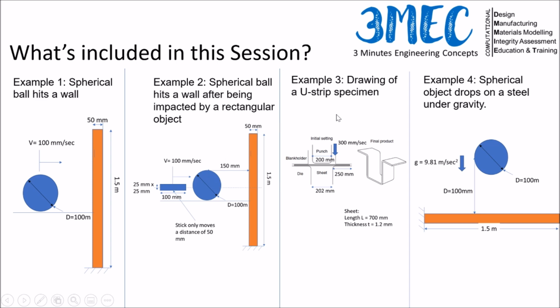In the third case, it's a metal forming example, my favorite topic. In this case, we want to form this kind of U-shaped component, and for that we're going to do a finite element simulation using Abaqus Explicit by constructing this kind of setup. The last example is about a spherical ball which drops on a steel floor under gravity, where everything is due to the acceleration due to gravity, which is the free fall of a spherical object.